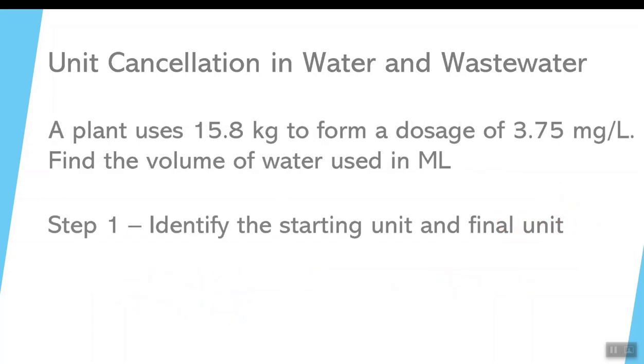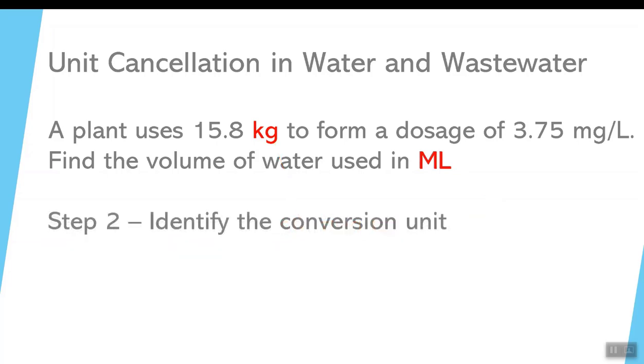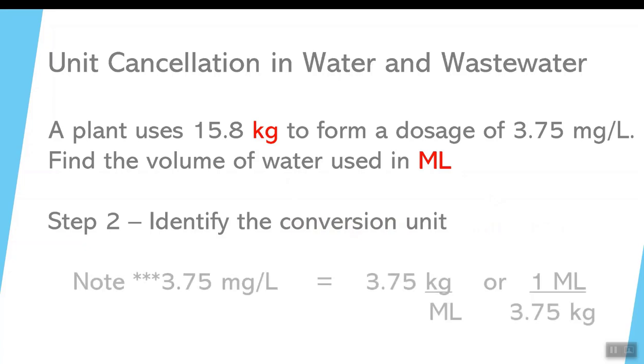Another one, a plant uses 15.8 kilograms to form a dosage of 3.75 milligrams per liter. And notice, what's our starting unit? Kilograms. What's our final unit? Well, it's got to be in megaliters. And notice we have a conversion unit that's in there. And in the previous videos, you identified that 3.75 milligrams per liter is the same thing as 3.75 kilograms per megaliter, but it can be flipped around, or 1 megaliter per 3.75 kilograms, either one.